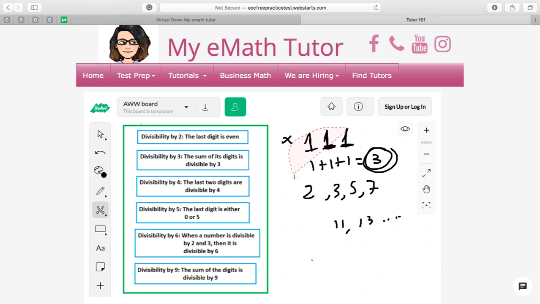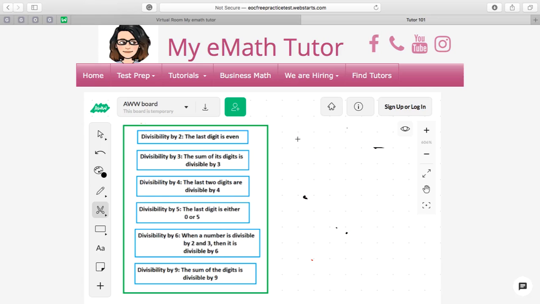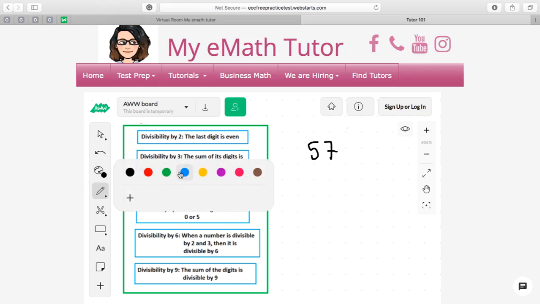So I'm going to show you another example. Divisibility rules are going to help you identify the factors that the number can have. It's also going to show you if the number is prime or not. So let's do another example. So let's say, for example, the number 57. Is 57 a prime number?